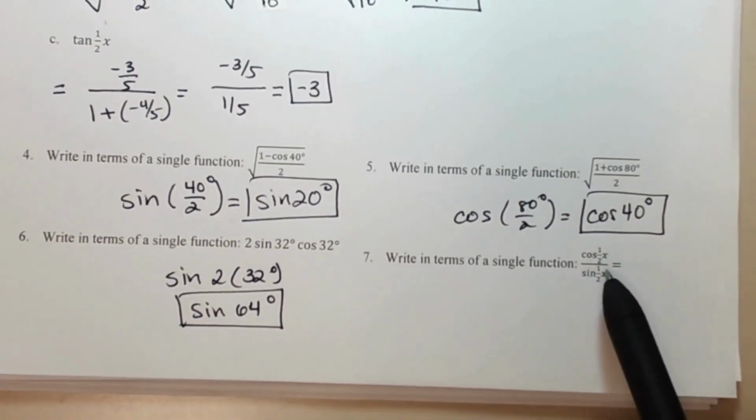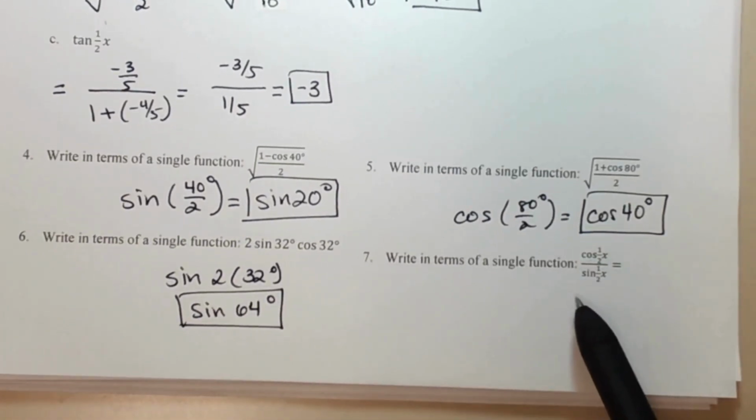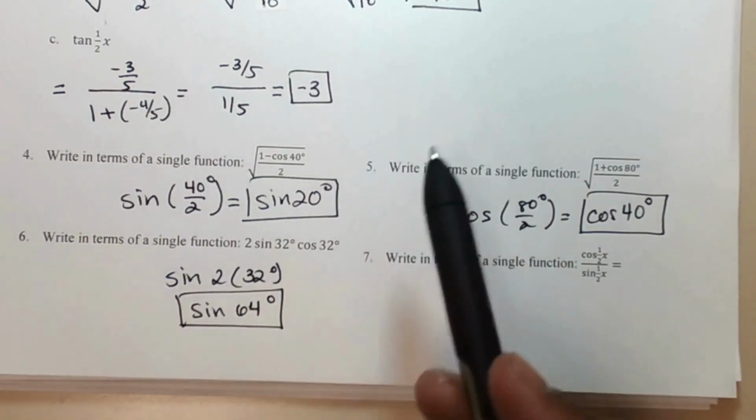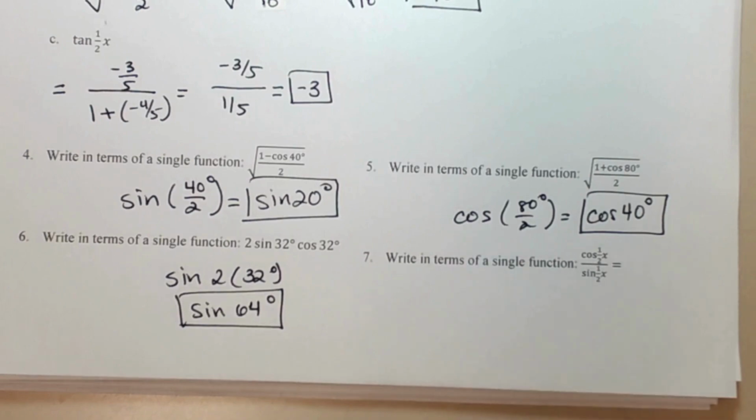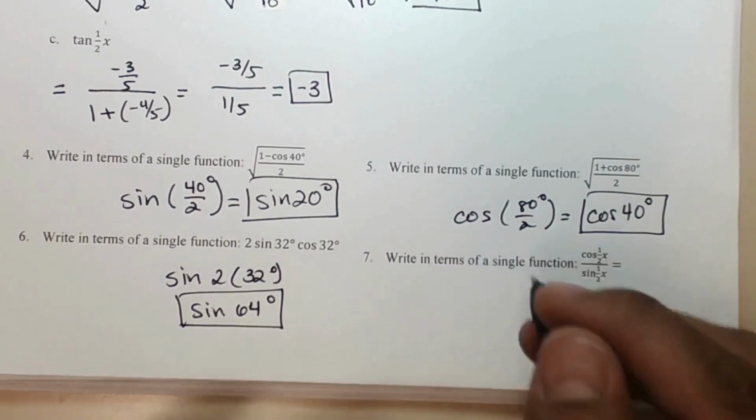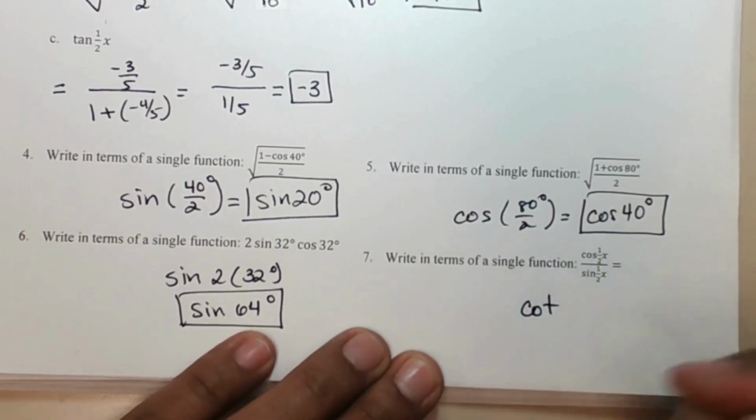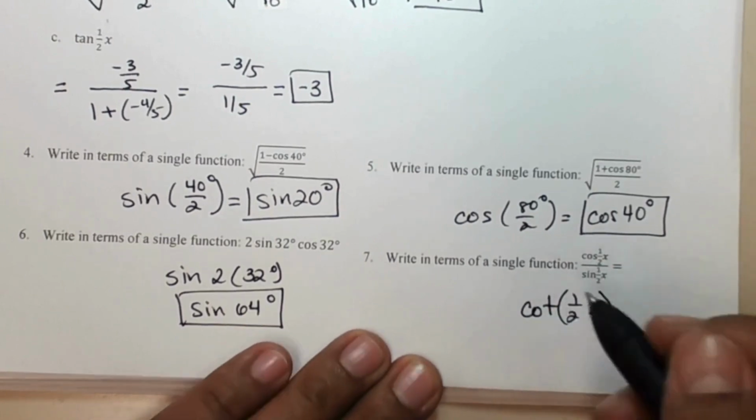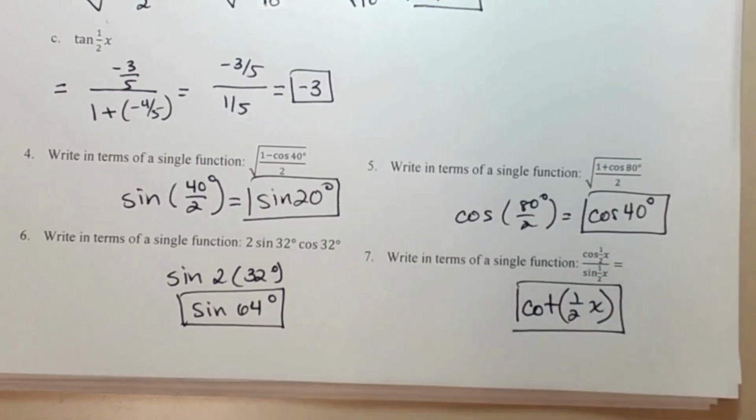What about this one? We have cosine of half of x over sine of half of x. Well, I could try to use these formulas here, or it's just cosine over sine. Cosine over sine is cotangent of whatever angle they have, which in this case is 1/2 x. The directions told us to write it in terms of a single function. There's the single function.